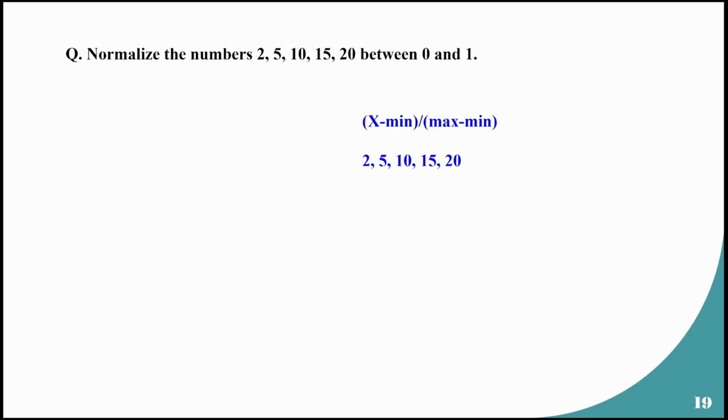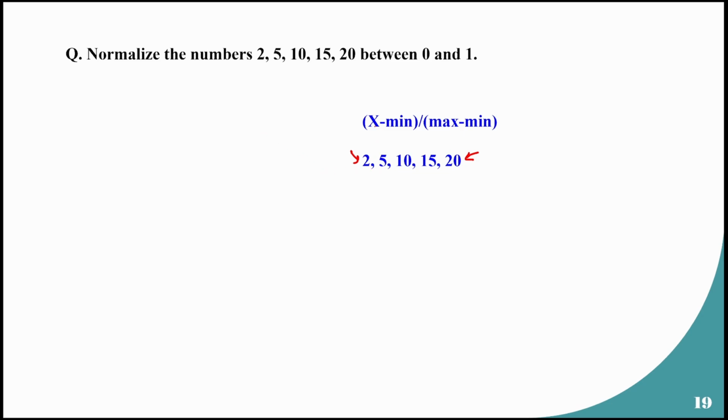So if you just follow this logic, what will be the value from this calculation for 2 and 20? Anybody can tell? What will be the value for 2 and 20 using this formula for normalization? Yeah, I see 0 and 1, right? Exactly. In the case of 2, 2 is the minimum value itself, right?